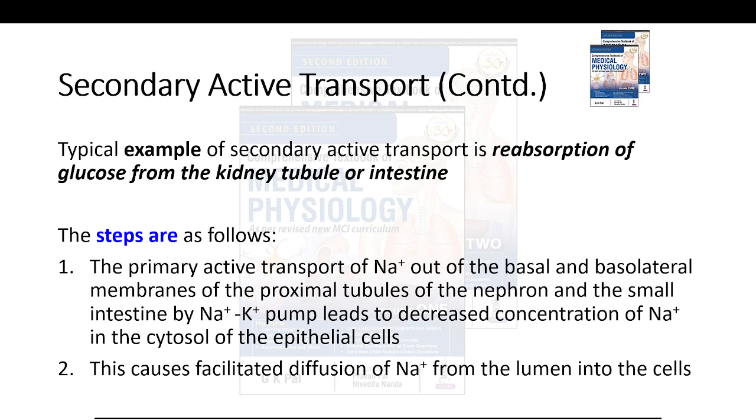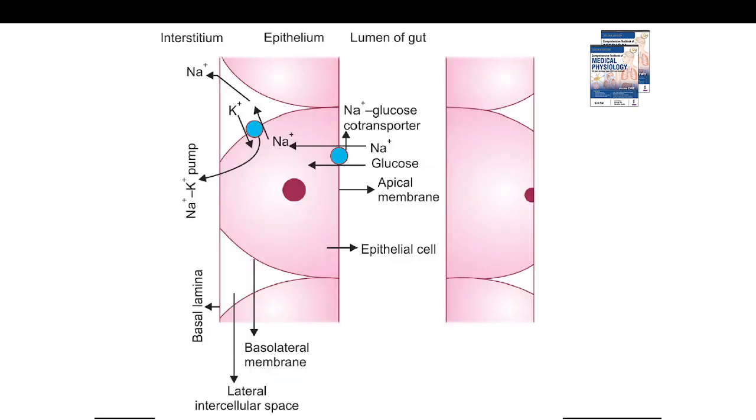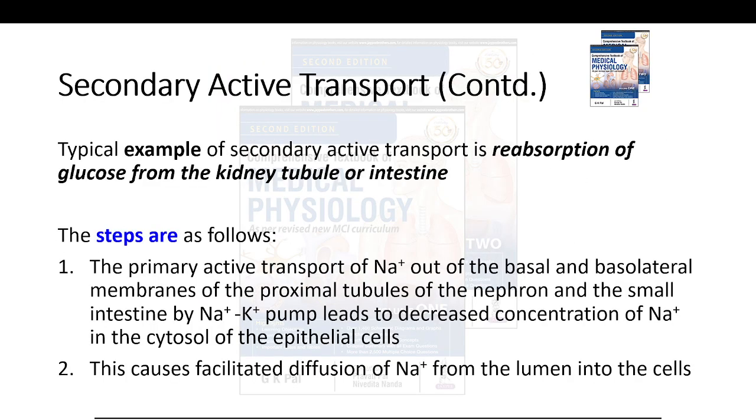So the typical example of secondary active transport is reabsorption of glucose from the kidney tubule or intestine. Whenever you take a diet which is rich in carbohydrates, that carbohydrate is converted to glucose, and that glucose will be reabsorbed from the intestine into the blood or from the kidney tubule. That is the best example for secondary active transport. So that's about the active transport mechanism.